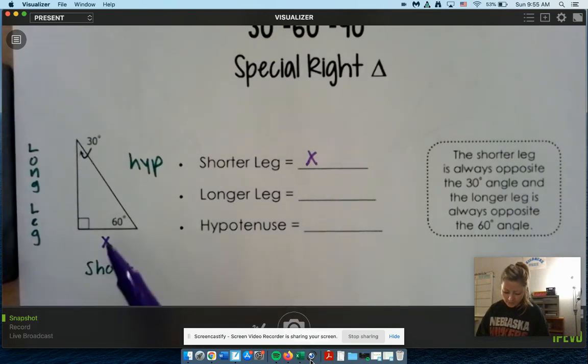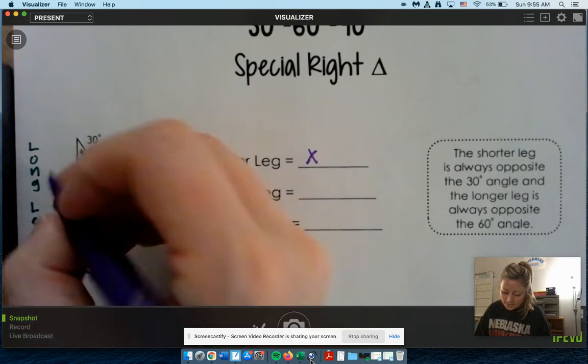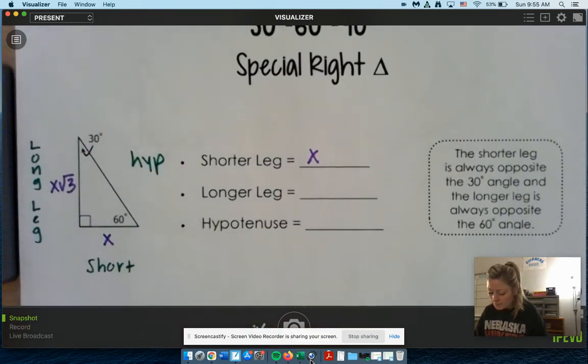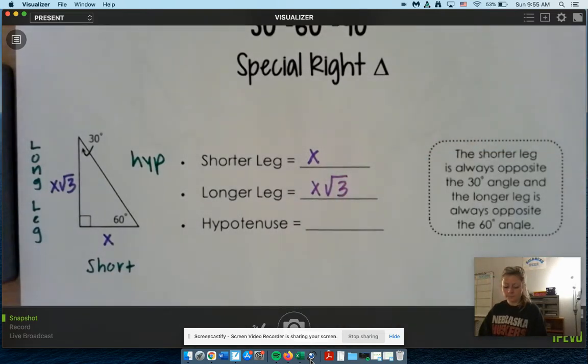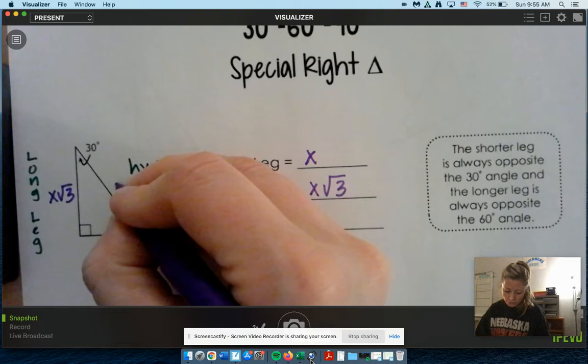So if you know your short leg, your long leg is just your short leg times the square root of 3. Kind of weird, I know. Root 3. Your short leg times root 3. But your hypotenuse is just, you're just doubling your short leg. It's just twice as big. So 2 times your short leg, or 2x.